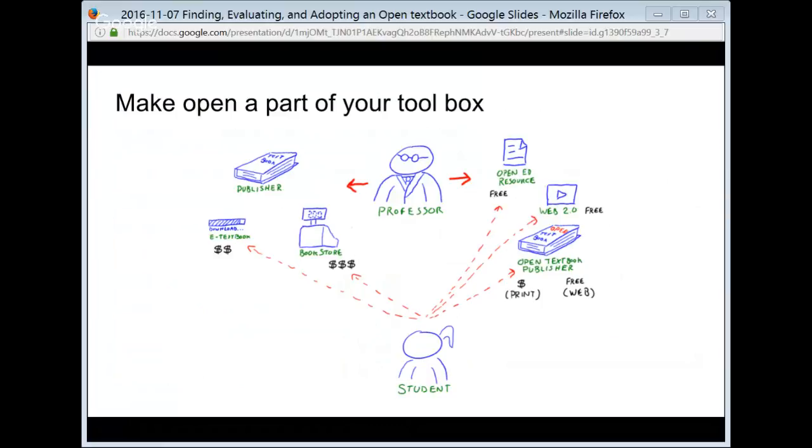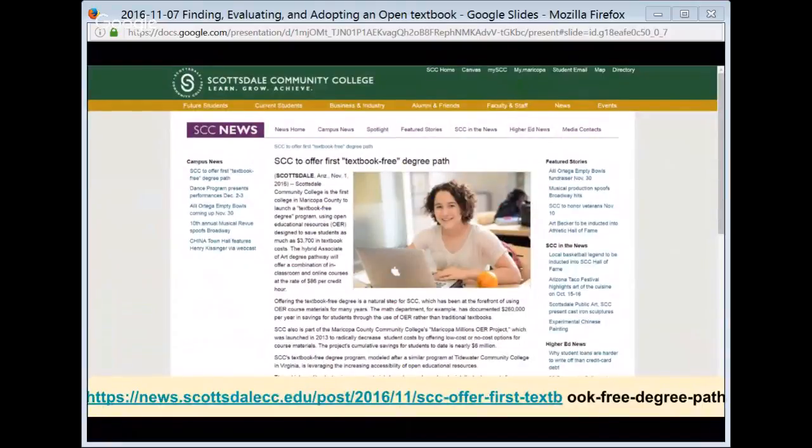It gives you a little bit more flexibility when it comes to creating the entire course pack that goes with your course, basically. So make sure that you also include open and not only listen to the vendors. So, Meg. Okay, two really quick examples of some interesting open textbook initiatives happening right now.